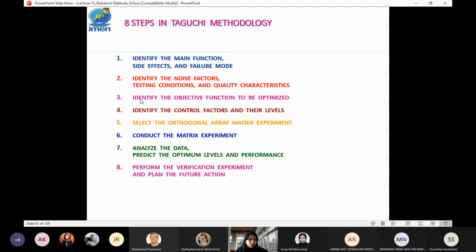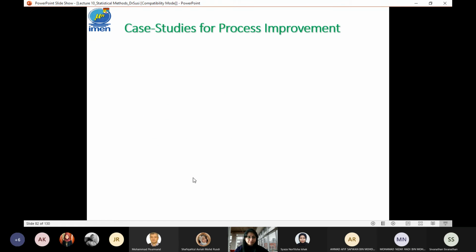So you identify the objective function to be optimized. You identify the control factors and also their levels. And then you select the orthogonal array, then you conduct the matrix experiment, then you analyze the data, you predict the optimal levels and the performance, and then you perform the verification experiment and you plan the future action.